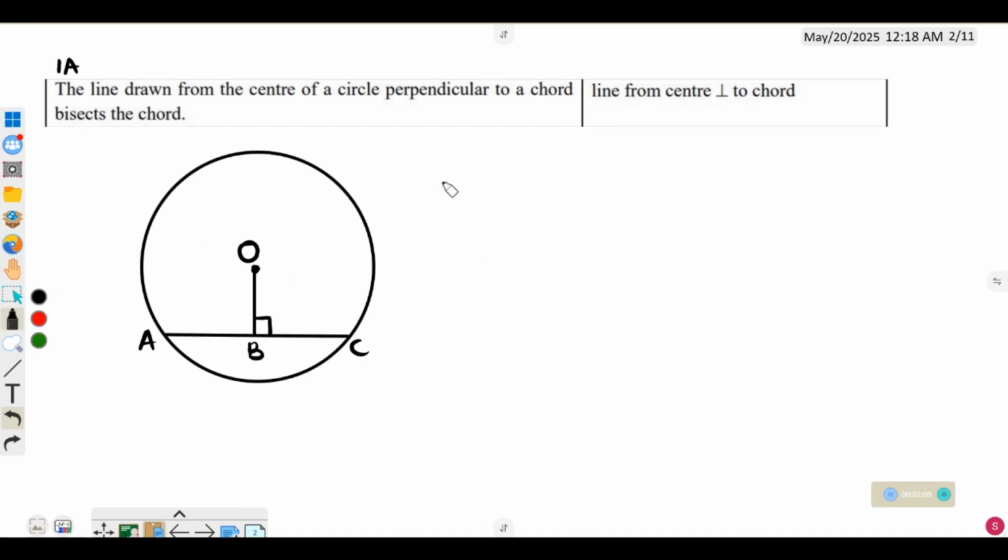So whenever you are trying to prove a theorem, always start by stating what you are required to prove. You are required to prove that AB is equal to BC. But what is it that you are given? You are given that OB is perpendicular to AC. And then there comes the construction part.